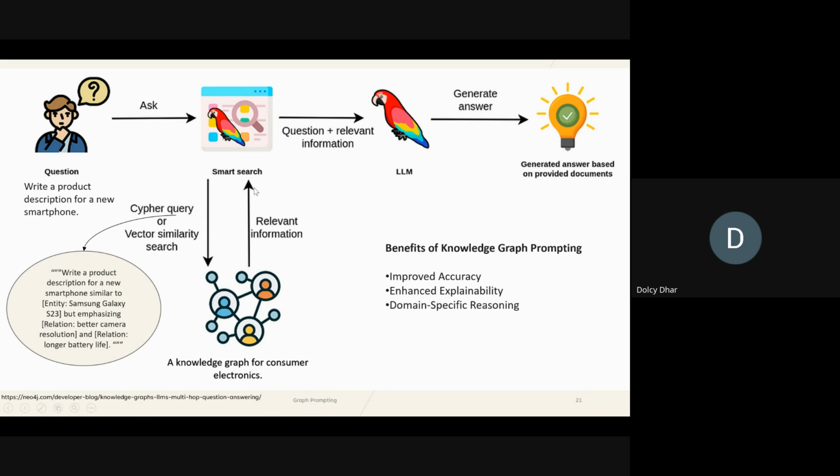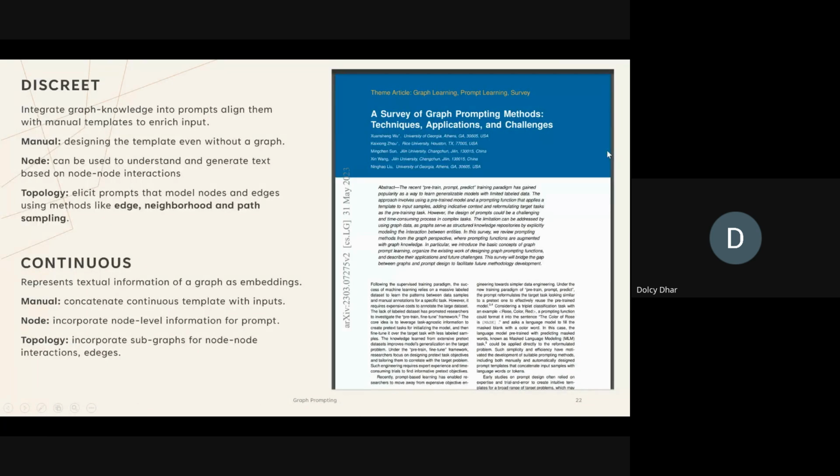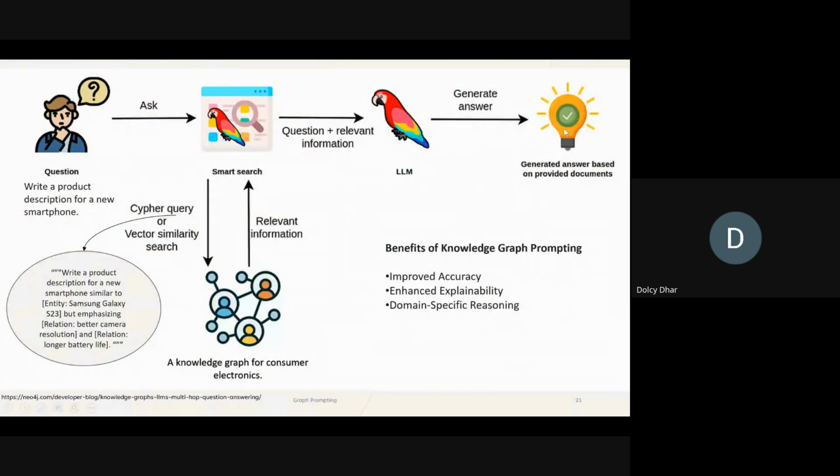So this becomes faster because the knowledge graph already has information for Samsung Galaxy, which can be queried, and the LLM can give us a relevant answer over here. So again, this is a form of RAG, but RAG on a knowledge graph, because a knowledge graph is a much more humanly way of capturing relationships in the real world.